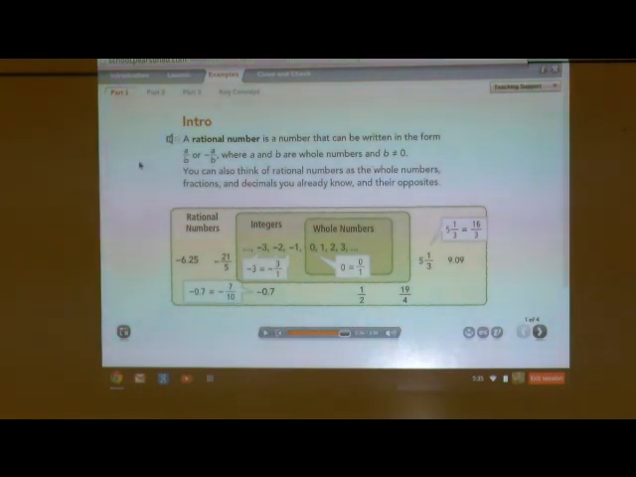A rational number is a number that can be written in the form a over b, or -a over b, where a and b are whole numbers and b is not equal to 0. You can also think of rational numbers as the whole numbers, fractions, and decimals you already know, and their opposites.